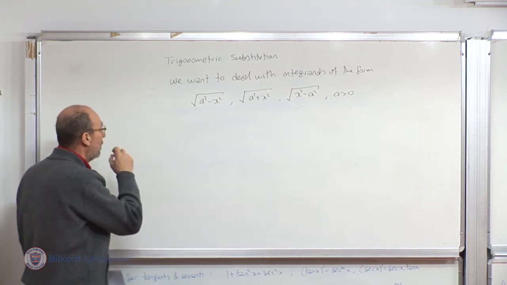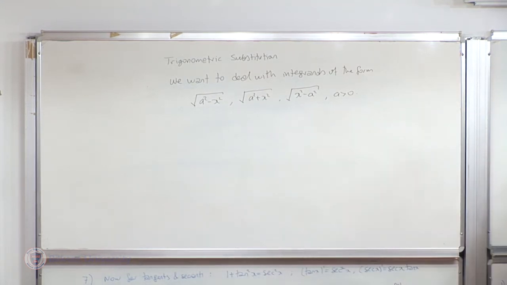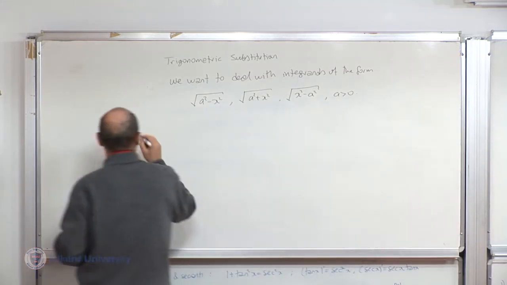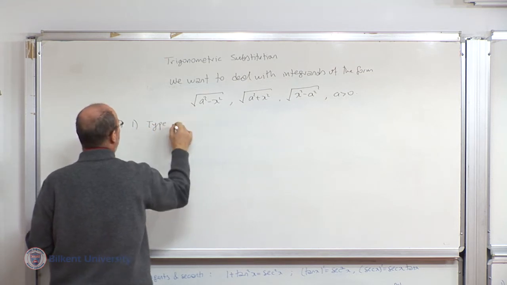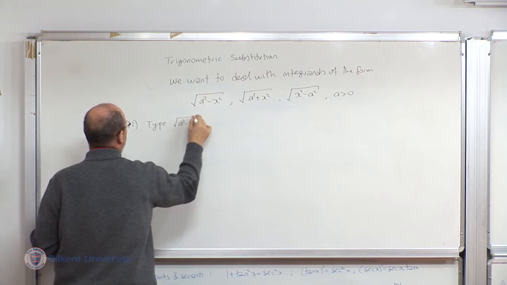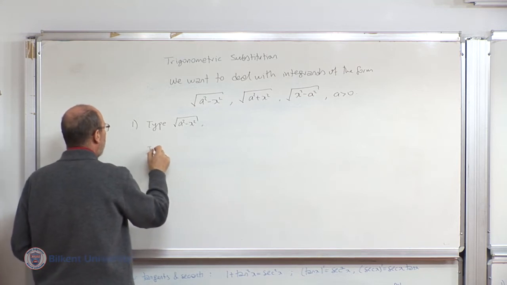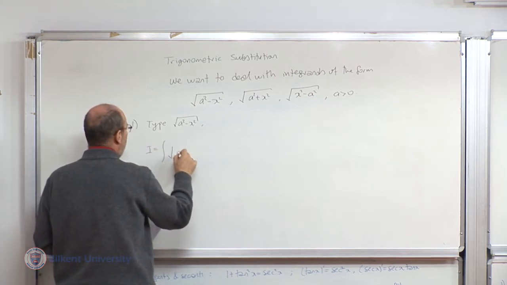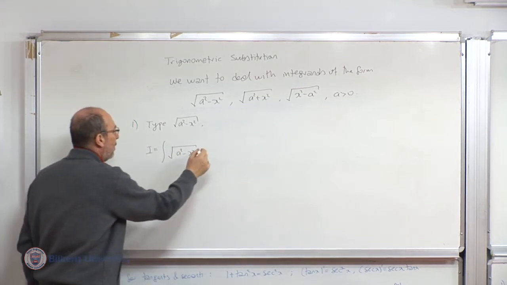Okay, so let's start with the first type. So let me check what I did here. Okay, so I did these types separately. Then I did these things, and then we'll have a quiz. Okay. So let's have first type, this one, a square minus x square. Okay, I'll only do this part, integral a square minus x square dx.